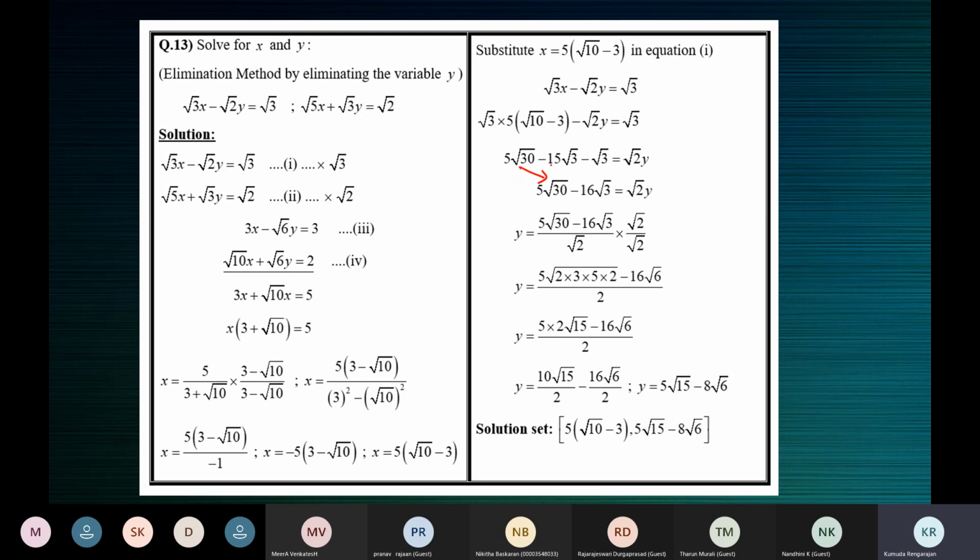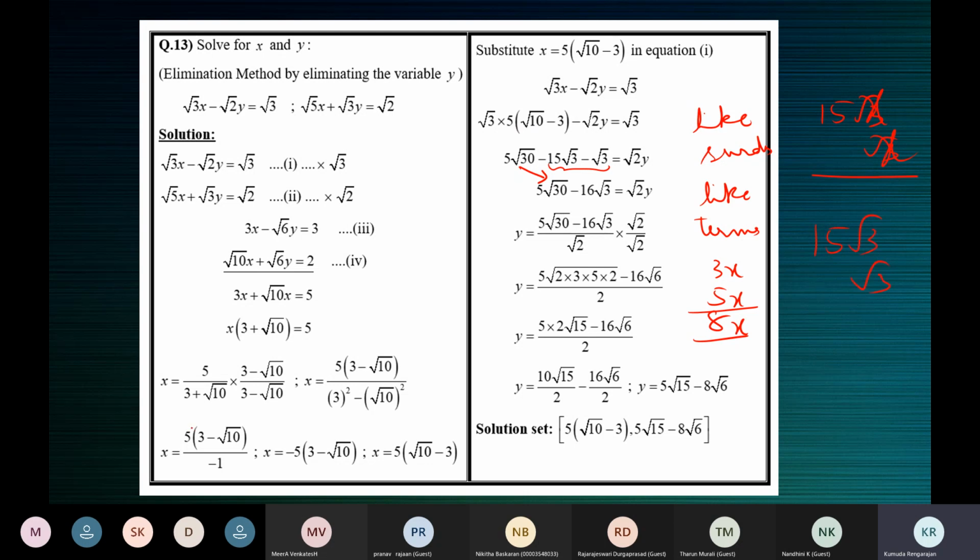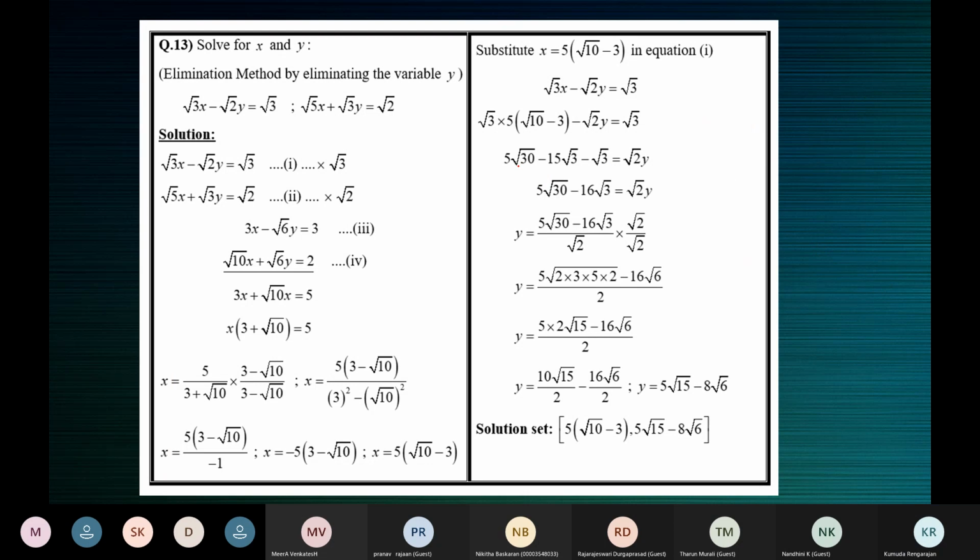Okay, then 5 root 30 you can see here. And these are like surds, like terms. Like you say like terms, no? 3x and 5x are like terms, so they add up to 8x. Similarly, 15 root 3 and root 3 are like surds. You can simplify them. Minus 15 root 3 minus root 3 is minus 16 root 3, because this is 1 here. So minus 16 root 3.